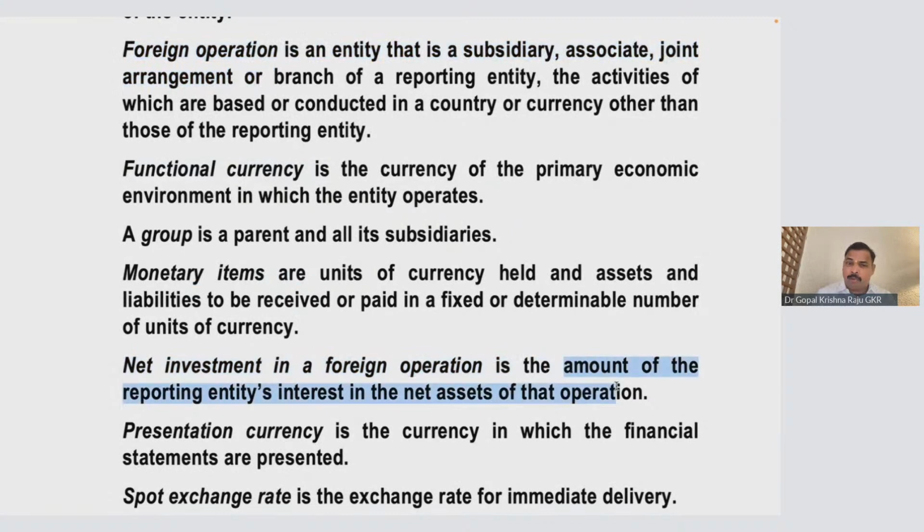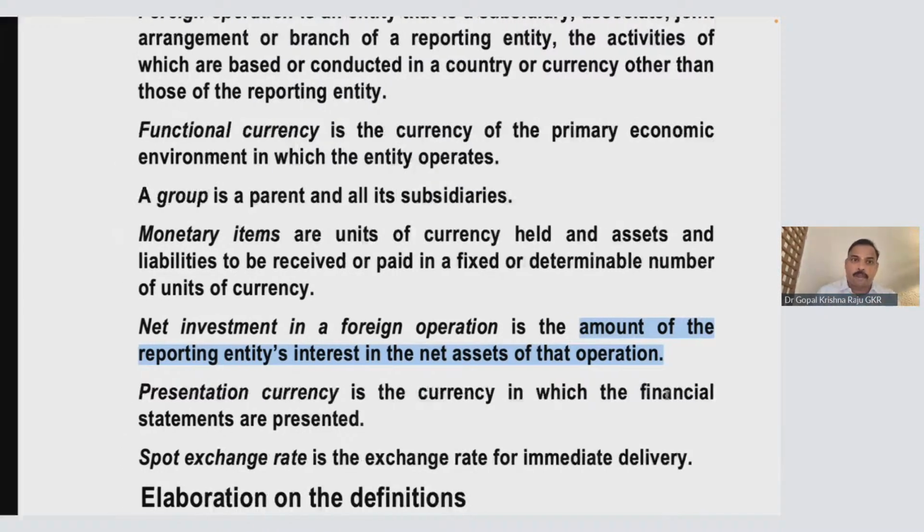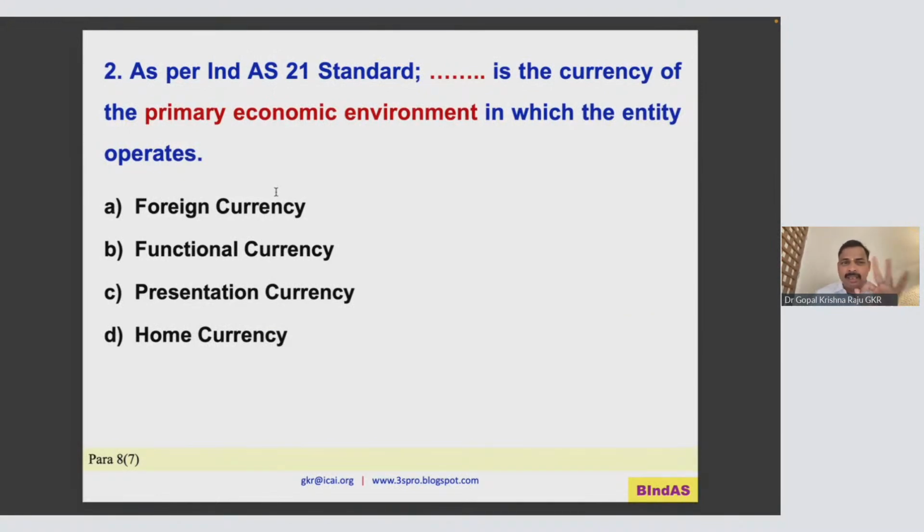NIFO is the amount of the reporting entity's interest in net assets. How will that be measured? We will also discuss that. And if you sell part of it, whether that will be routed through P&L or not: it will be routed only through other comprehensive income. How will it be done? Wait, one by one, I will discuss each of them step by step. But now please understand there are 3 currencies.